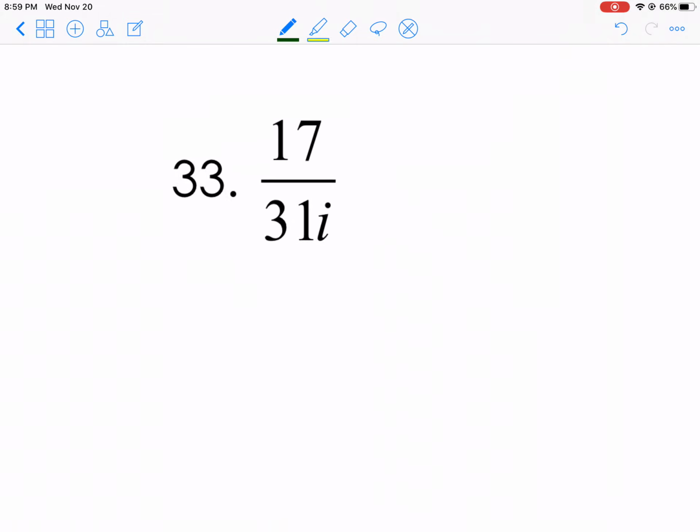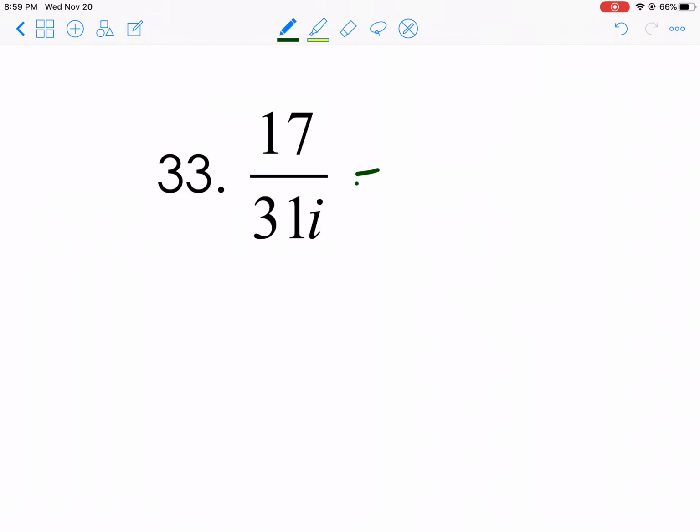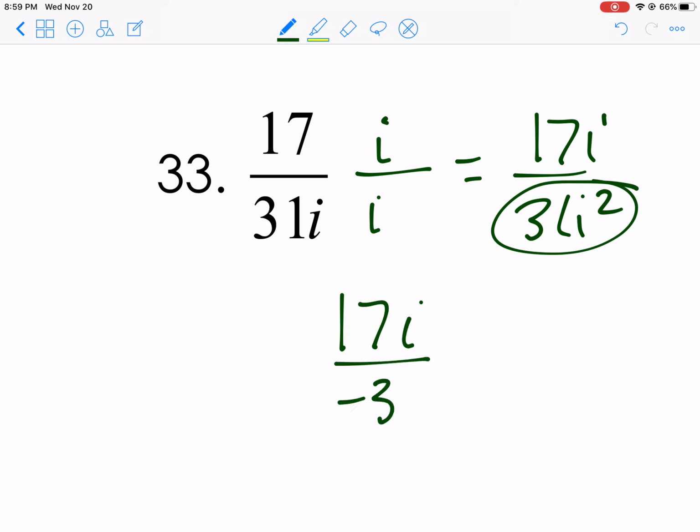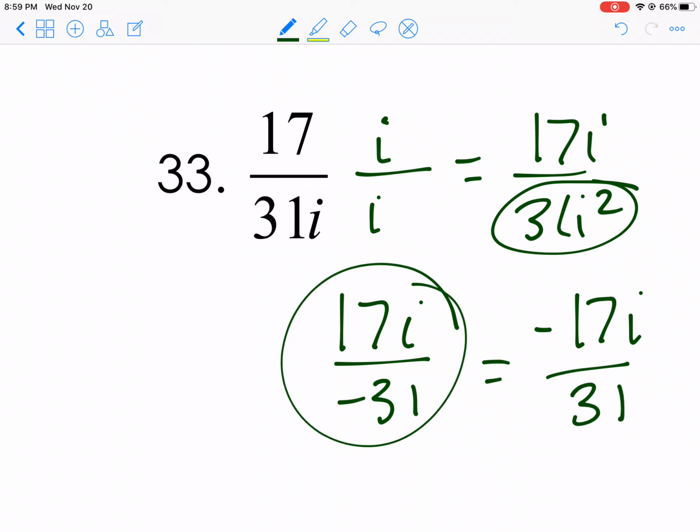Okay, let's handle this 33 as well, and then we've tackled one part of these. So i over i, we get 17i over 31i squared. 31i squared will become negative 31, so we have 17i over negative 31. We could move the negative up to the numerator if we want, or stick it in front of the whole thing. These two things are equal, so either one that you like is perfectly valid. Since 17/31 doesn't reduce, we'll just leave it.